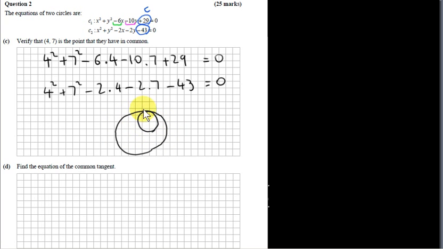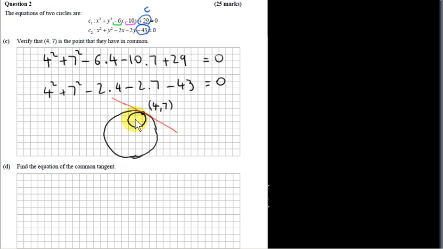the situation is something like that. That's a bad diagram, of course, but in the next part we want to find the equation of the common tangent. Common means the same tangent that's common to both circles, so we're talking about the tangent through the point 4, 7, of course. So how do we find the equation of this line?